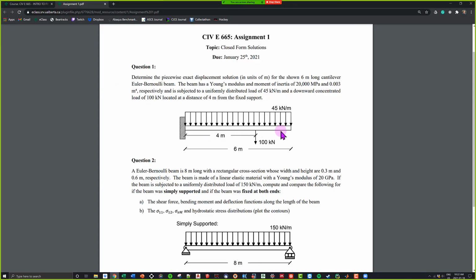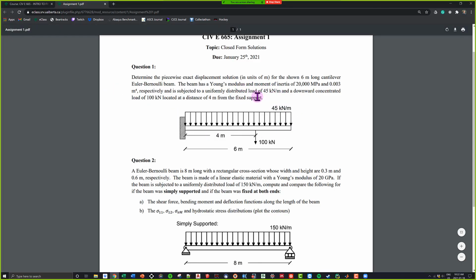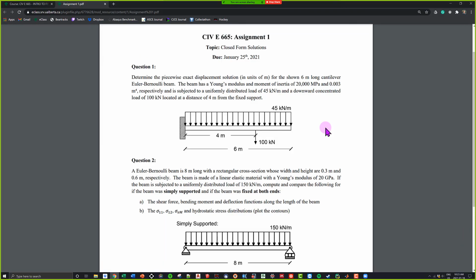So the first one, we have a beam. I give you what the distributed load is, as well as cross-sectional properties, as well as the Young's modulus. And all the first question wants is the deflection function. We gave you a nice relationship between the load and the deflection function. Therefore, all you are going to have to do is solve that differential equation. Nice and easy. Or is it?